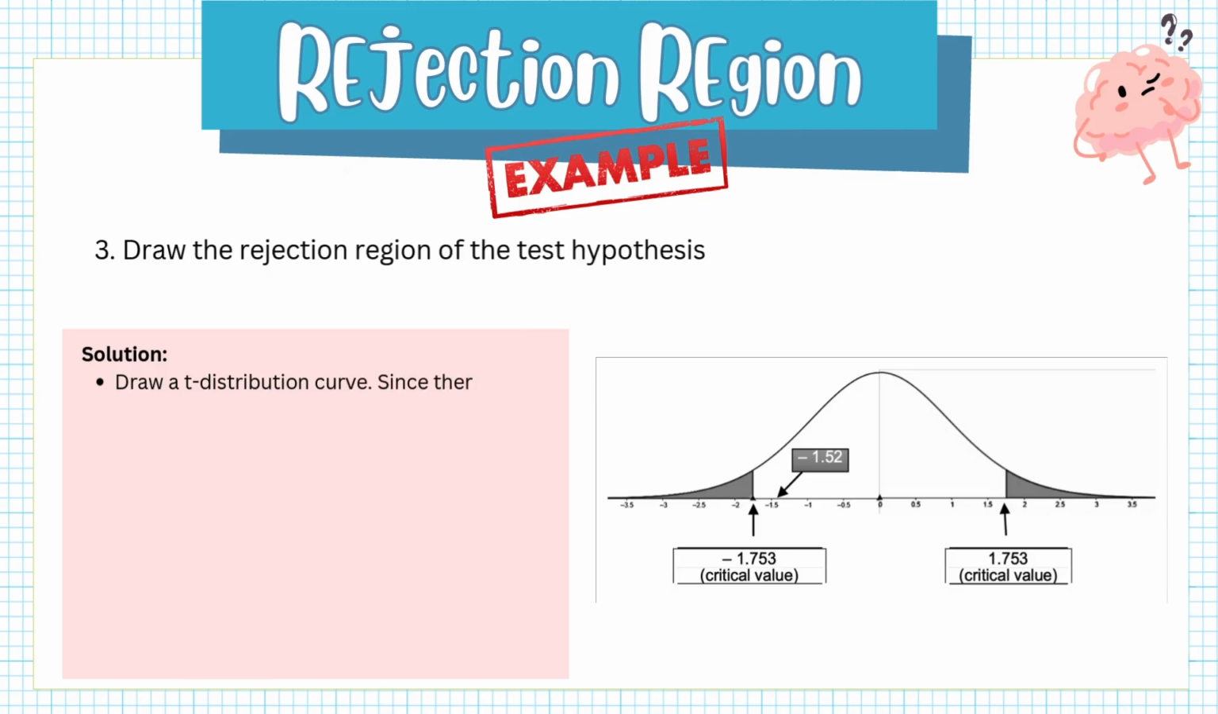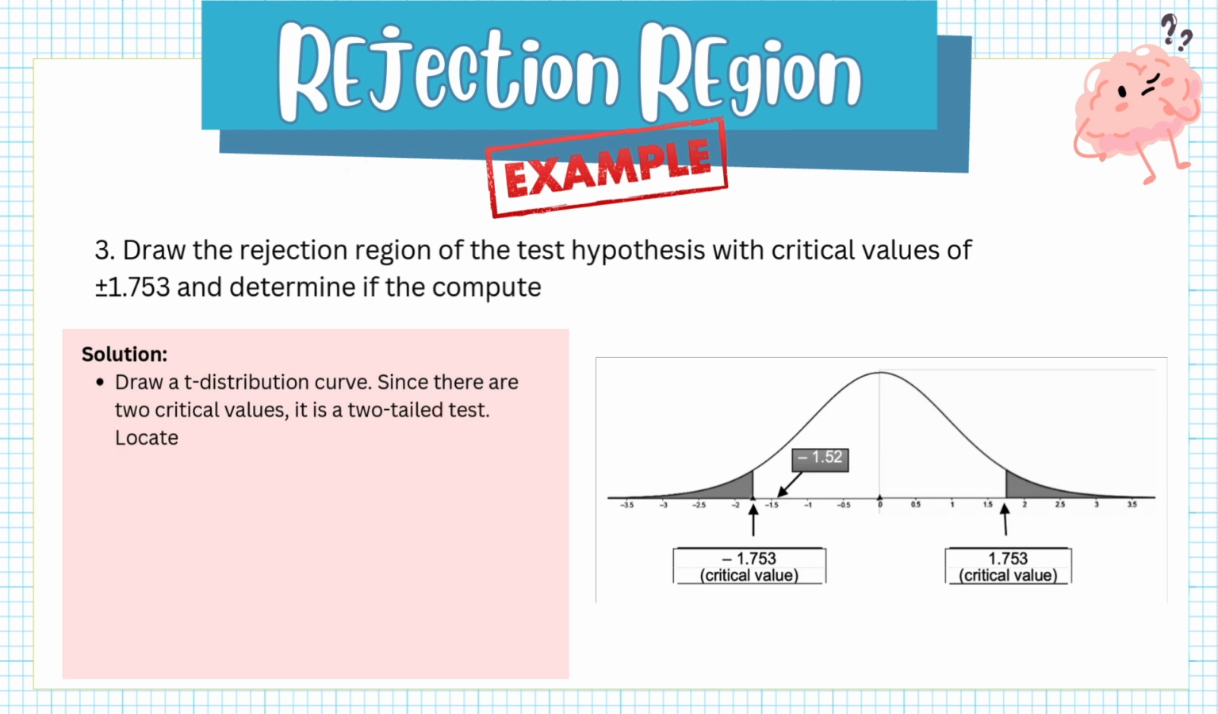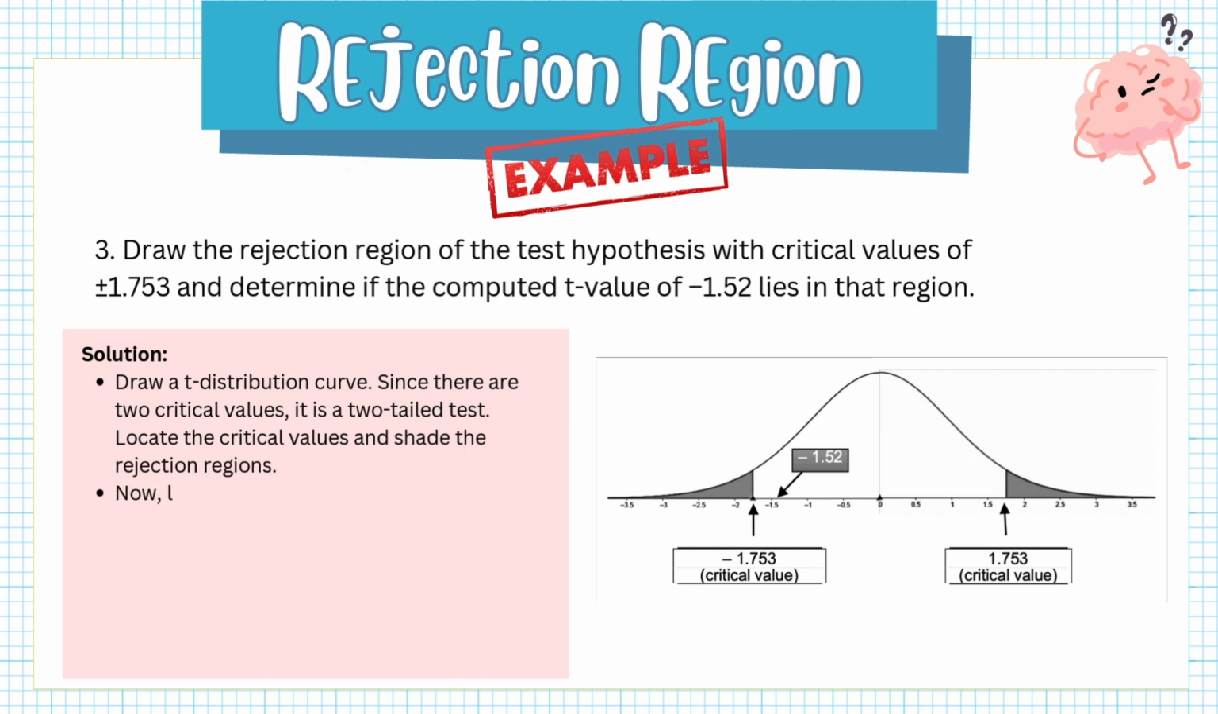Let's take another example, number 3. Draw the rejection region of the test hypothesis with the critical values of positive and negative 1.753 and determine if the computed t-value of negative 1.52 lies in that region.